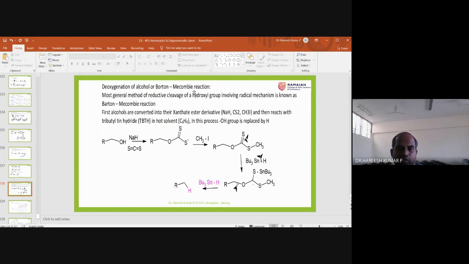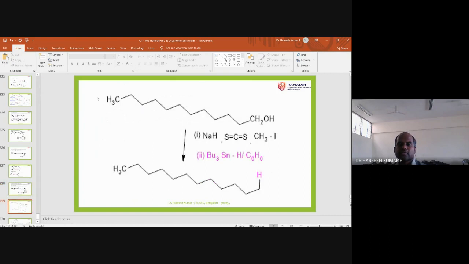In the next slide, I will take you through an example. Okay, examples of the Barton-McCombie reaction. So look here, this is one example. I think you are aware of the fatty acid. When the fatty acid is reduced, you will get an alcohol. This is an alcohol, a long chain hydroxy group containing compound. So this, when it is heated with sodium hydride, there will be anion formation.